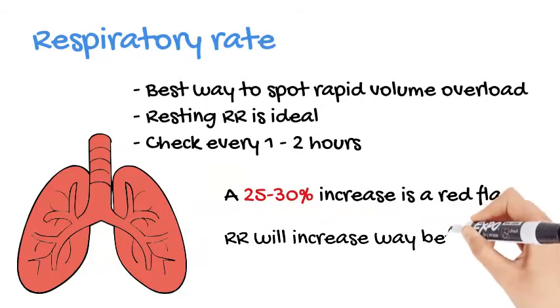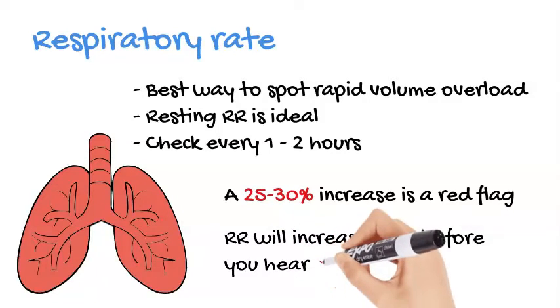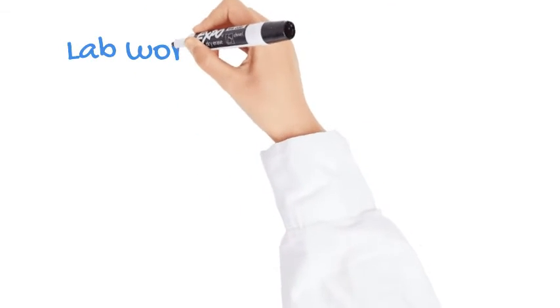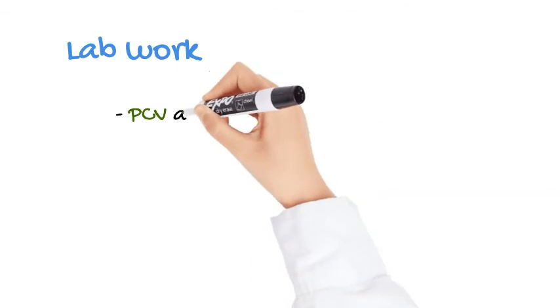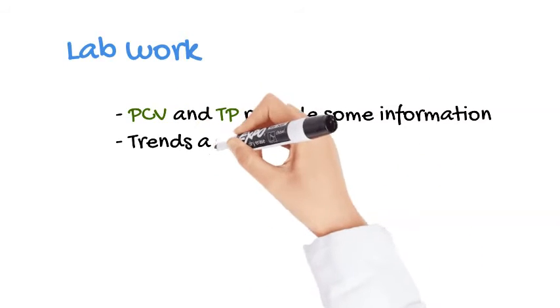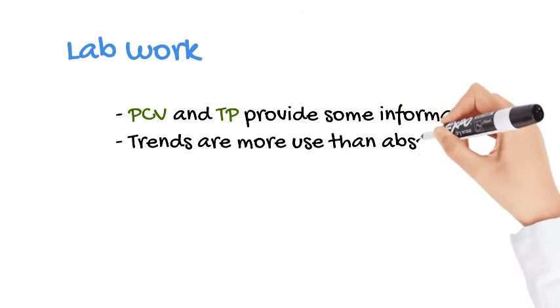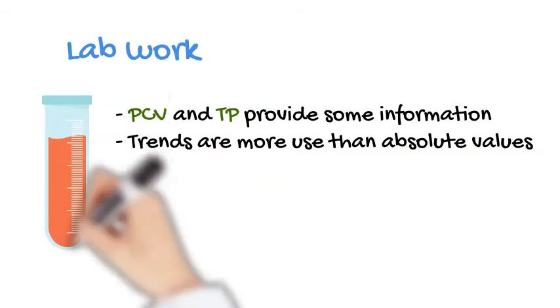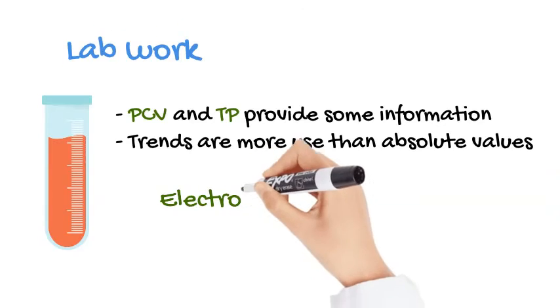Lab work, unfortunately, doesn't give us much useful information about our patient's volume status and progress with fluid therapy. PCV and total protein might give us some guidelines, particularly if we look at trends rather than absolute values, but these can also be impacted by the patient's disease, and so that can really throw us off. It's very important to remember as well that electrolytes tell us nothing about volume status.